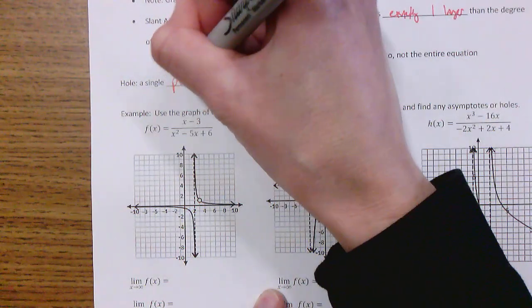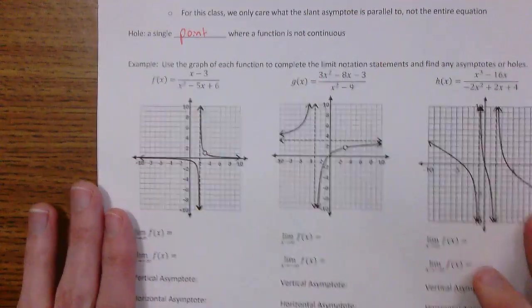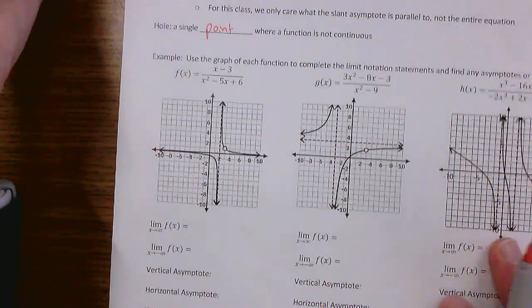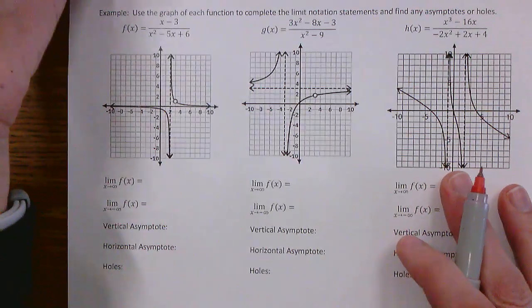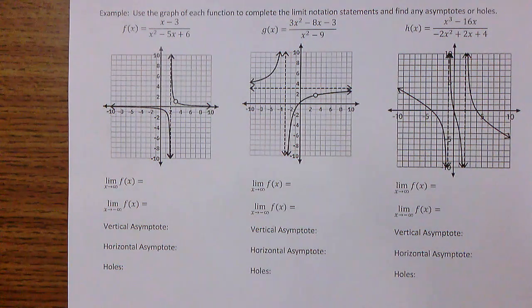It's a single point where a function is not continuous. Okay. All right, so we have 3 graphs here, and right now we're just focusing on this vocab, looking at the graphs and identifying what these different pieces are. So we're not worrying about the equations. The equations are listed at the top, but I don't care about that just yet.